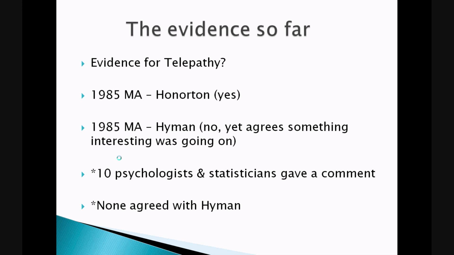The 1985 meta-analysis by Charles Honorton concluded that there was indeed scientific evidence for telepathy. However, Hyman disagreed, and yet agrees that something interesting was going on. It was clear that Hyman was denying the evidence that telepathy was involved. Now, 10 psychologists and statisticians actually gave a comment regarding the 1985 meta-analysis, and none of them actually agree with Ray Hyman.